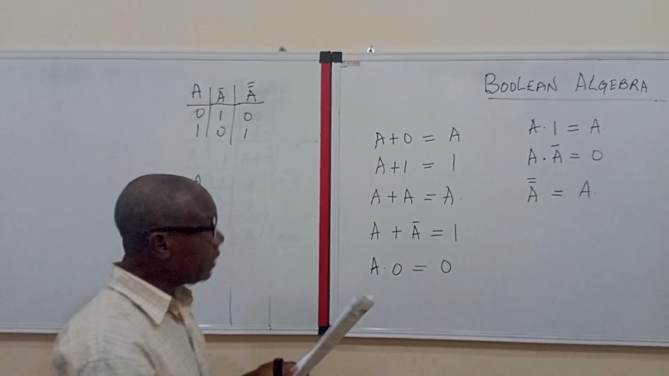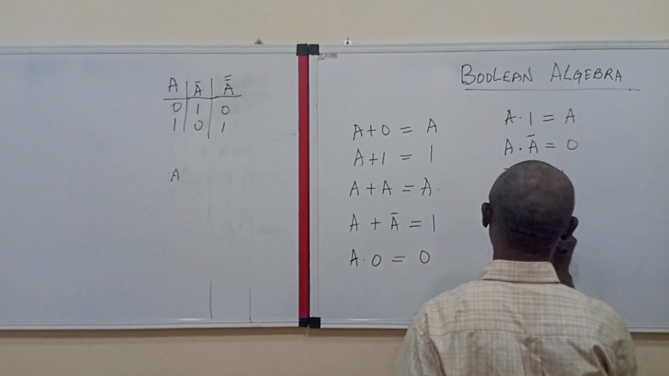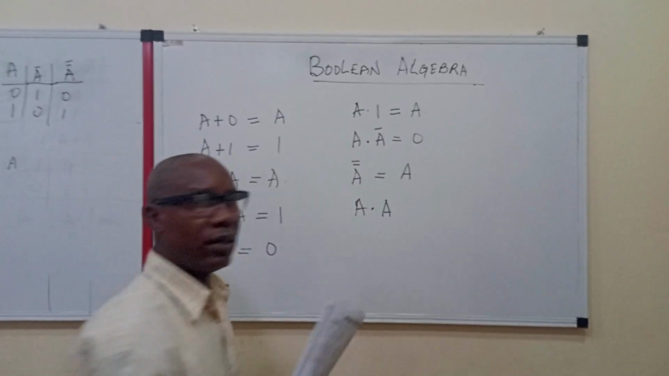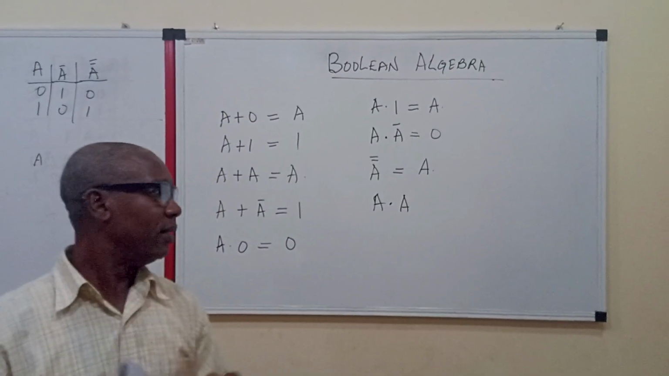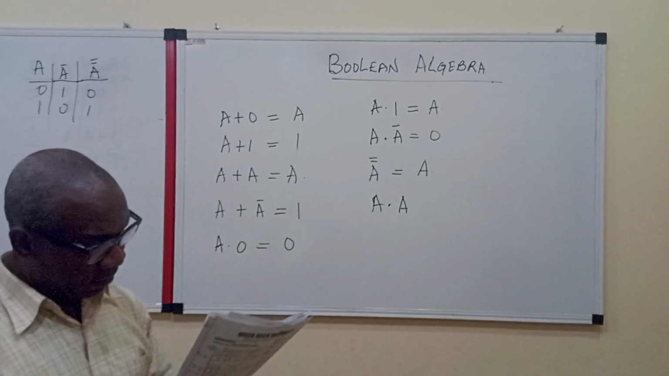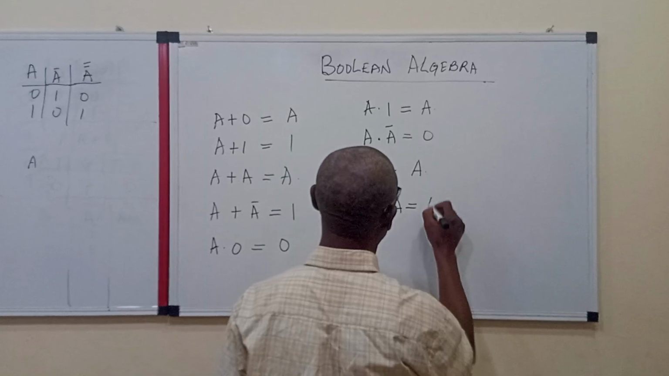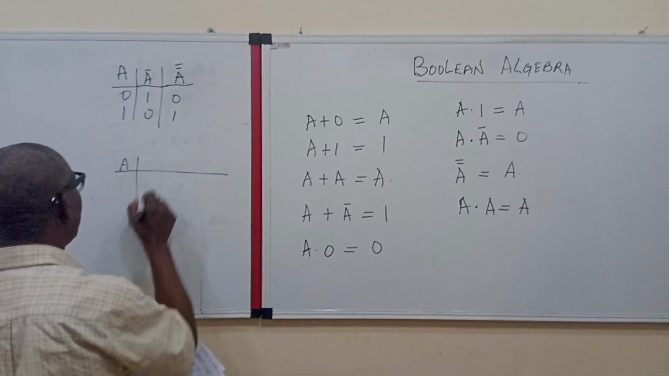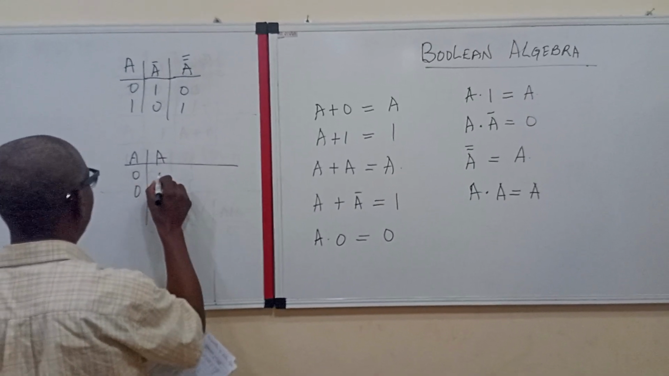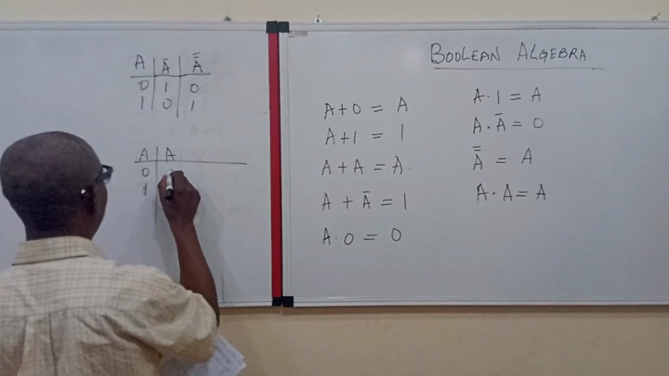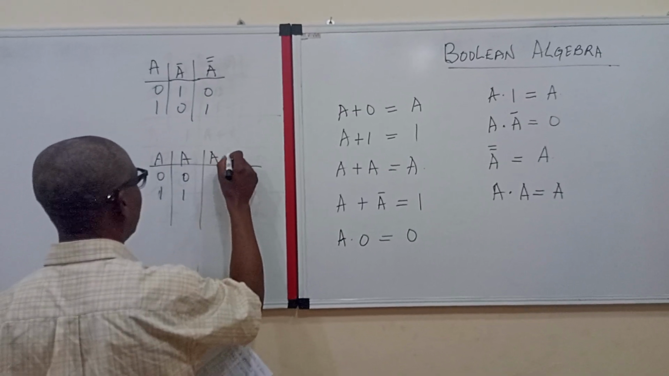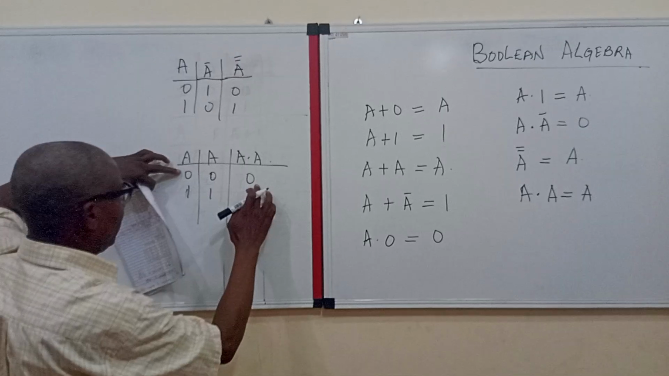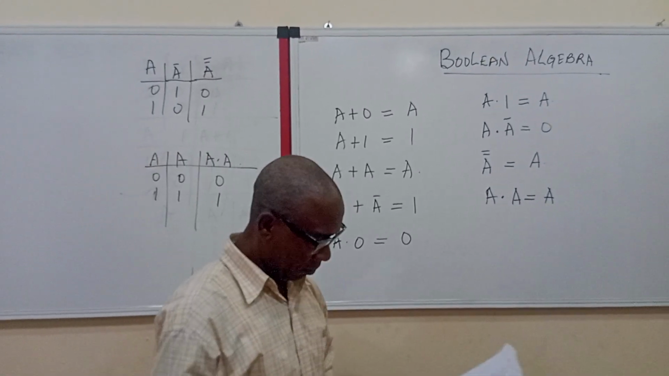Another thing we will work with again is A dot A. Remember, when we say dot in this case, we are talking of AND. So A and A will give us A. If we do that, using our truth table again, we have A: 0, 0, 1, 0, 1. So A and A will give us 0, 1. So it's a repetition of A. We bear that in mind.